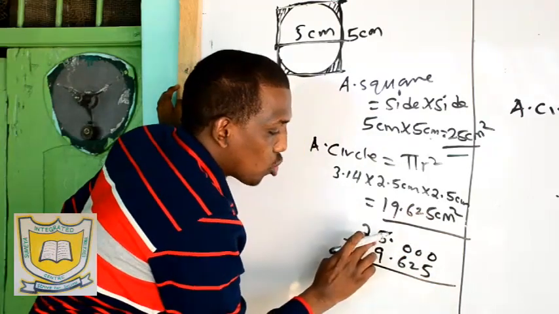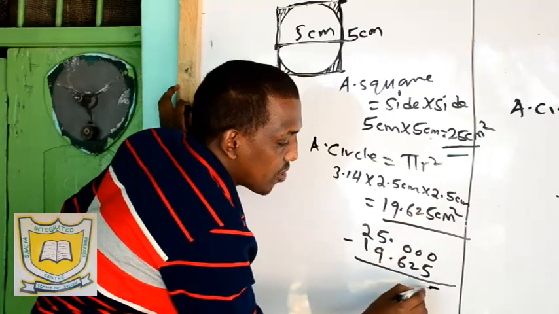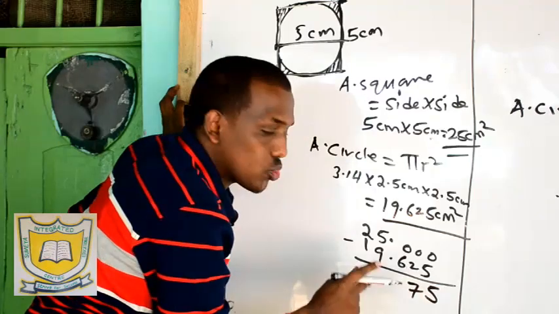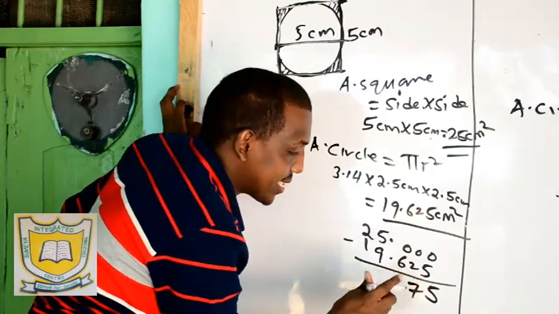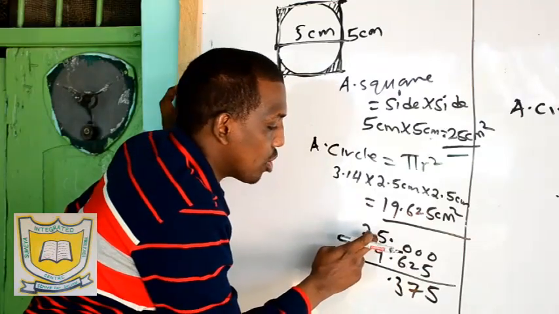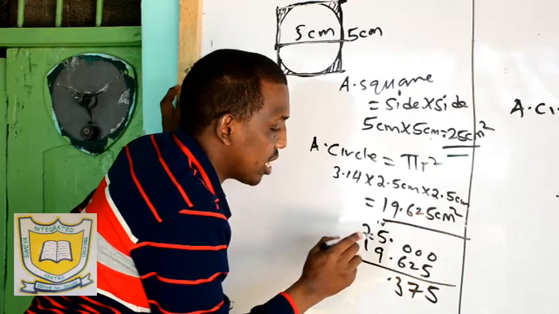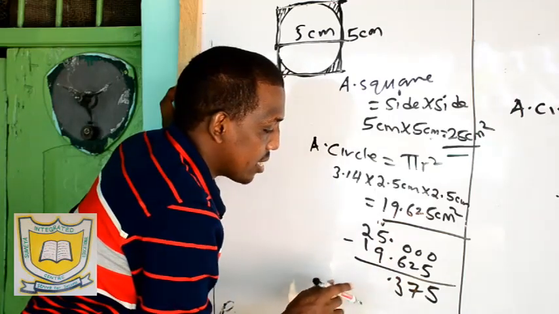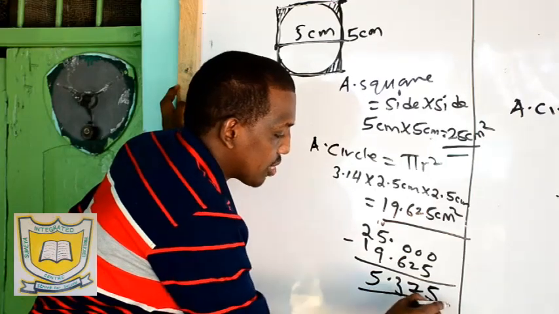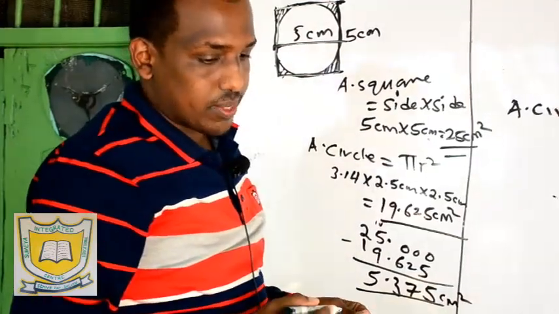Subtract now. Borrow 1 from here, here will be 10. Borrow, here remains 9, 10. So 10 minus 5 is 5. Here remains 9. 9 minus 2, 7. Here remains 9. 9 minus 6, 3. Point. Here remains 4. Remember, we borrowed 1. 4 minus 9, impossible. Borrow 1 from here, so it will become 14. 14 minus 9, you will get 5. So you get 5.375 centimeter squared.